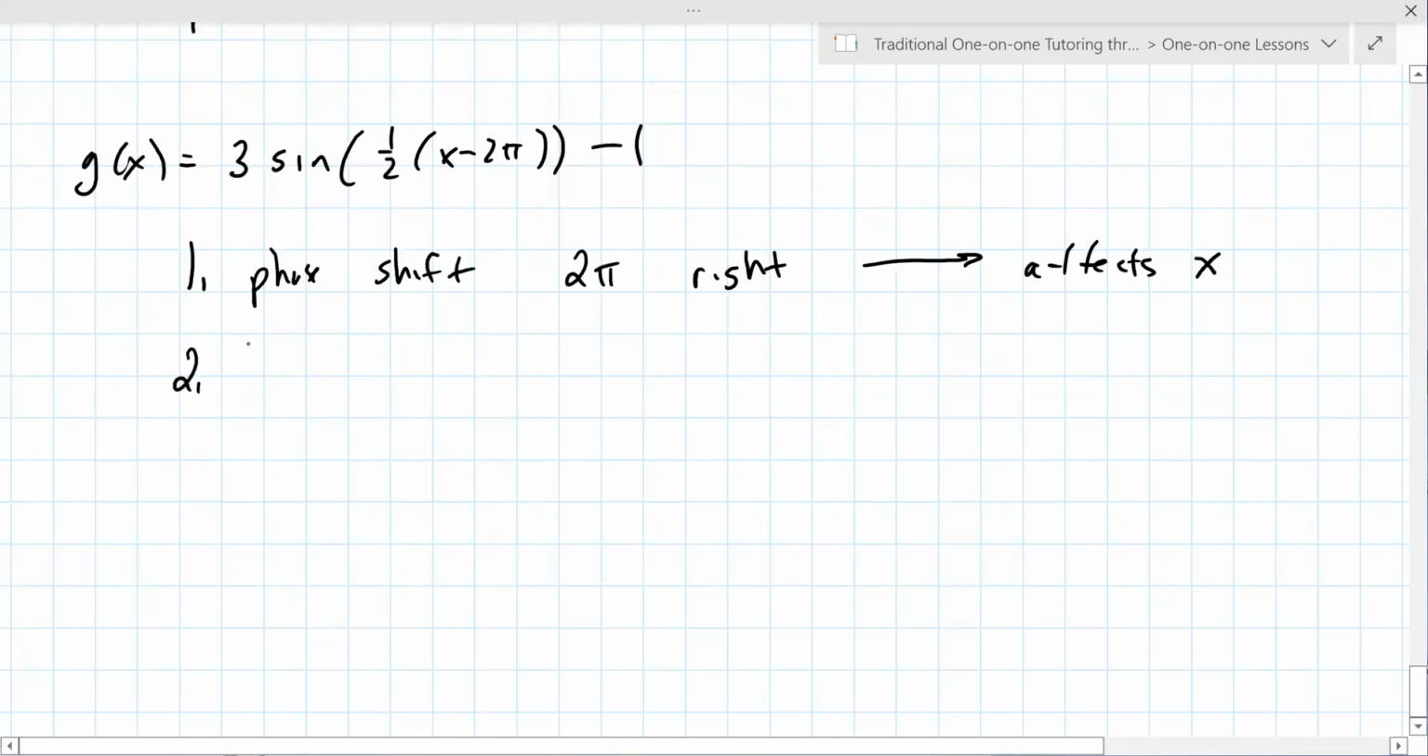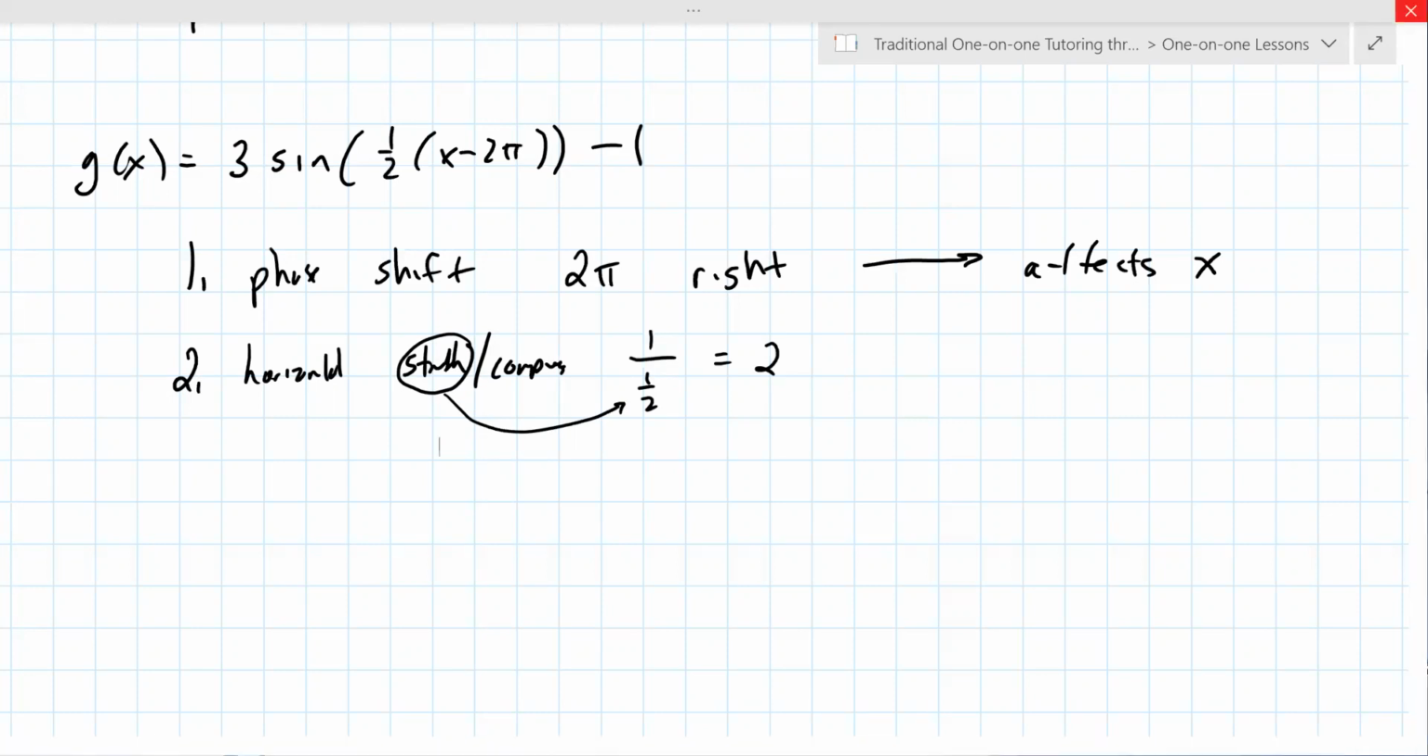The next one is the horizontal stretch or compress, whichever way it is. This one's really awkward. It's kind of the period, but it's the 1/2. So it's 1 over the 1/2, which is 2. Now it's a stretch because it's less than 1. But you say you stretch by a factor of 2, not 1/2. Some instructors give you some leniency on that.